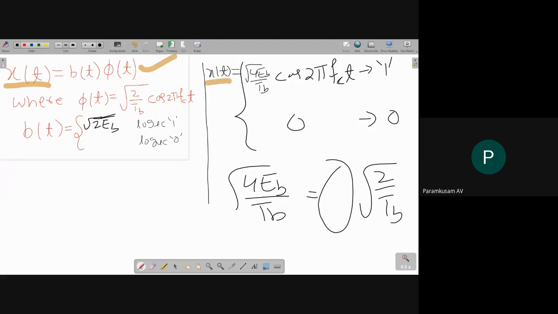What is the B of t value when logic 0 is transmitted? X of t should be equal to what? If it is 0, it should be 0. X of t is equal to B of t into pi of t, right? What should the value of B of t be when logic is 0? Vamsidhar: 0. Same. Okay, sir.